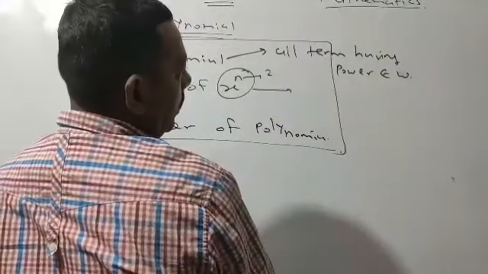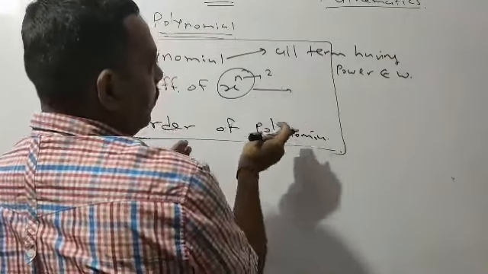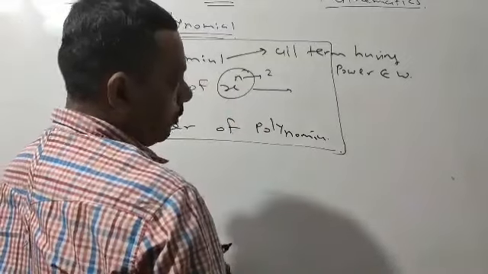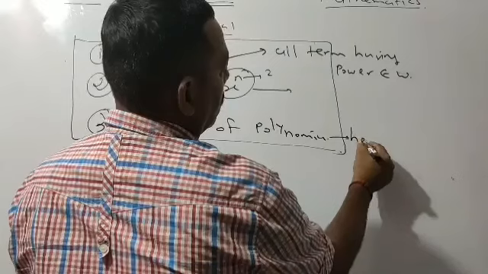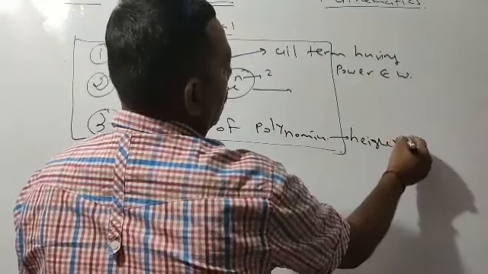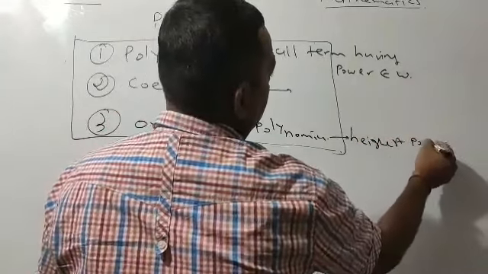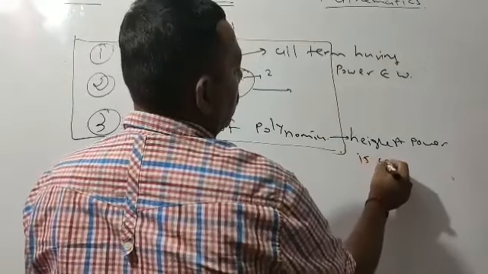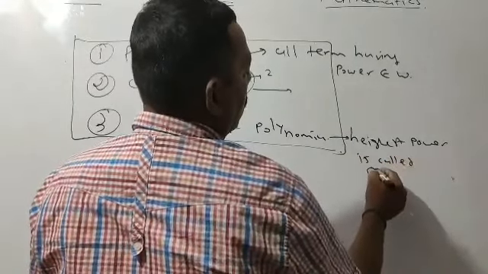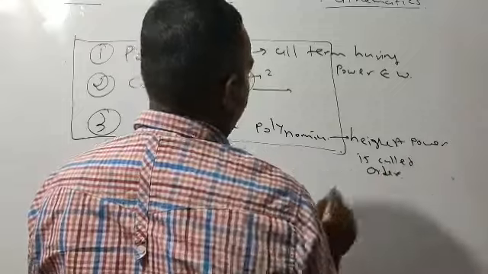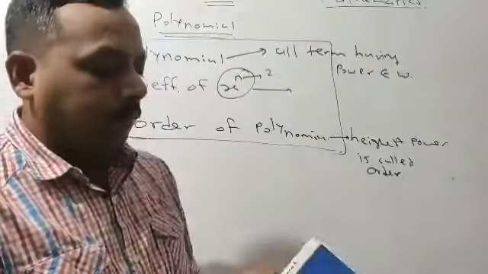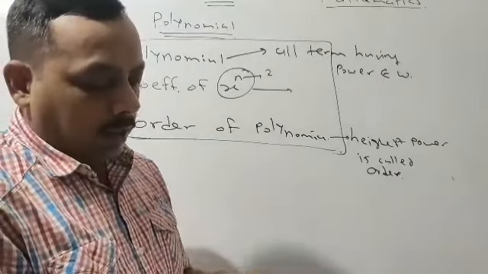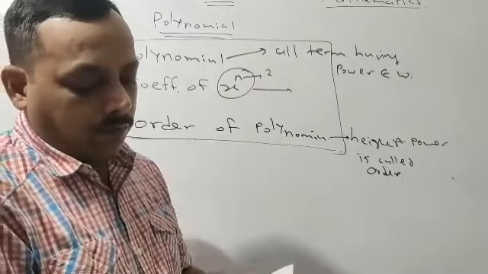Second, coefficient means whatever we wrote before that term is called coefficient. And third, order means the highest power is called order. Okay. Now we will start with the first exercise, that is exercise 2.1.